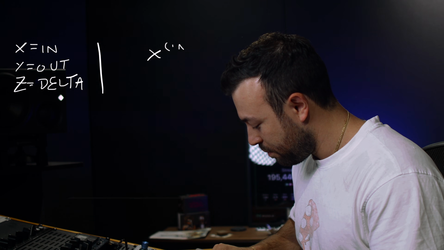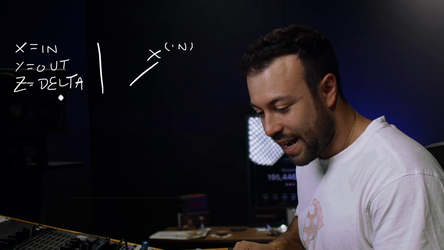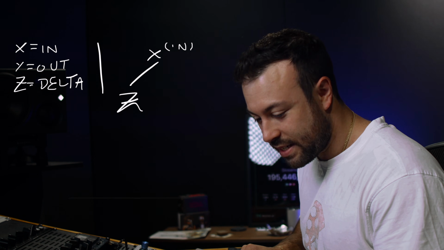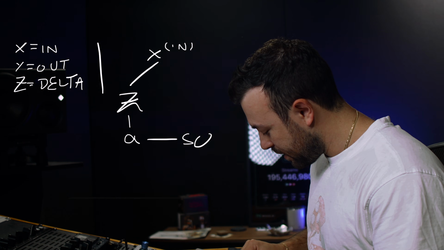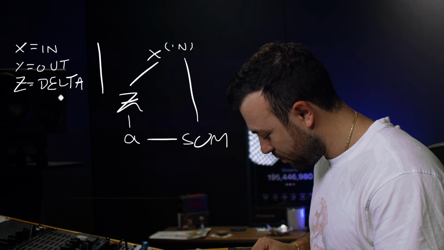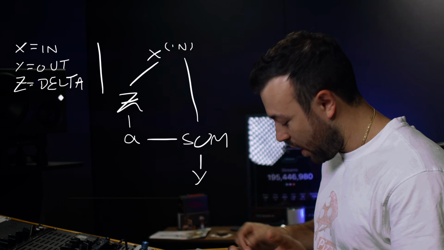So what that would look like is X, which is your input, goes out to your Z, so you'll have a Z delta, and that will go into a filter, which is A, and that gets summed back with the original signal, and then you have your Y, which is your out.